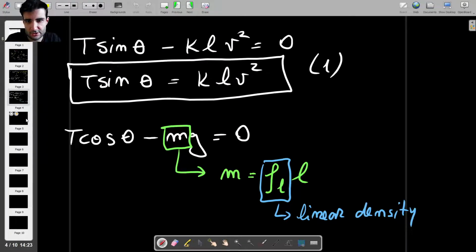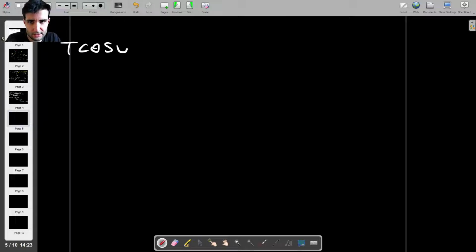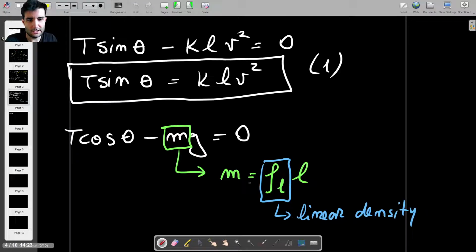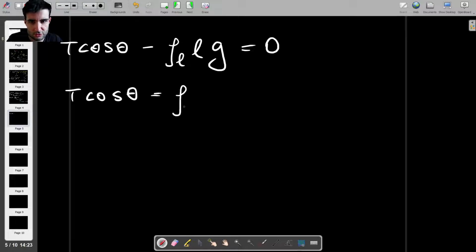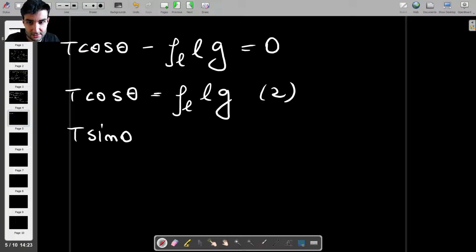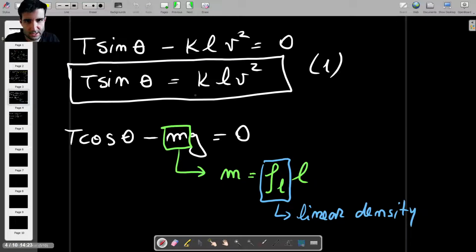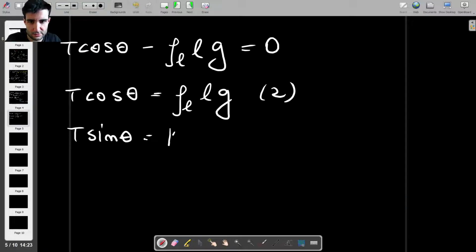So if we rearrange this, we have T cosine theta minus, and now instead of mg, I'm going to write the linear density of the cable times the length of the cable times g equals 0. So by rearranging, we have T cosine theta equals rho L times L times g. This is equation 2, and the other equation was T sine theta equals K L V squared, which used to be equation 1.